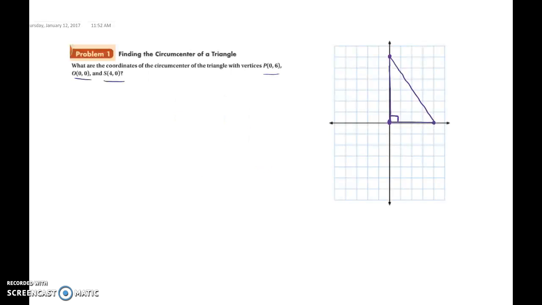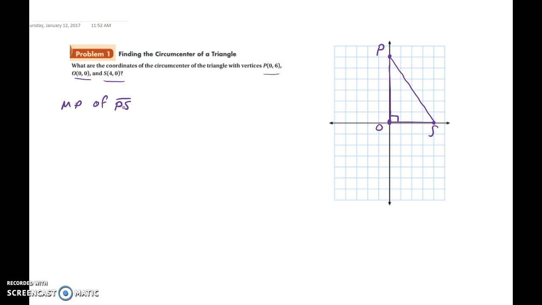So a really quick way that we can do this is, since we know it's going to be in the middle of our hypotenuse, because we know that we have to bisect each of our lines, all we really need to do is find the midpoint of our hypotenuse. So here we have point P, we have point O, and we have point S. So all we really need to do is find the midpoint of segment PS. Right? So first we're going to do that, and I'll show you the longer way.